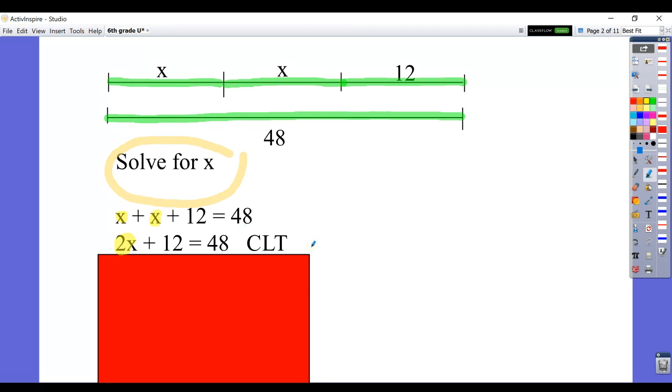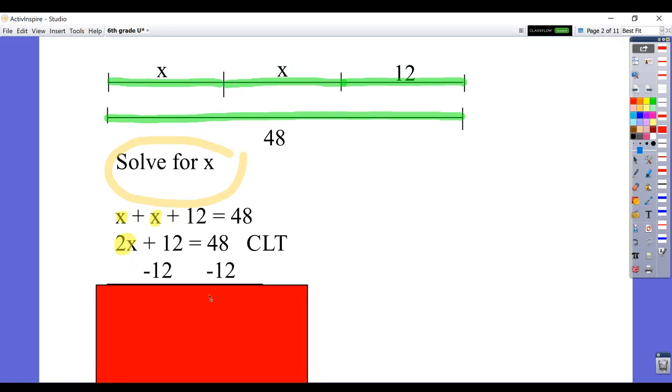And the reason I put the abbreviation CLT behind here is that it stands for combining like terms. When you combine a variable term x with another variable term of x, you're going to get 2x. That's considered combining like terms. If we would combine two constants, that would also be combining like terms. Then we're going to move on to the next step.